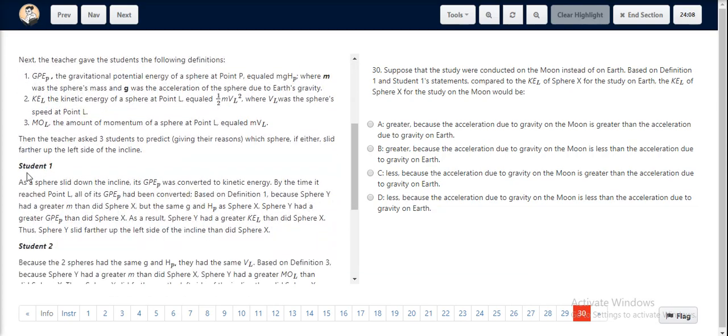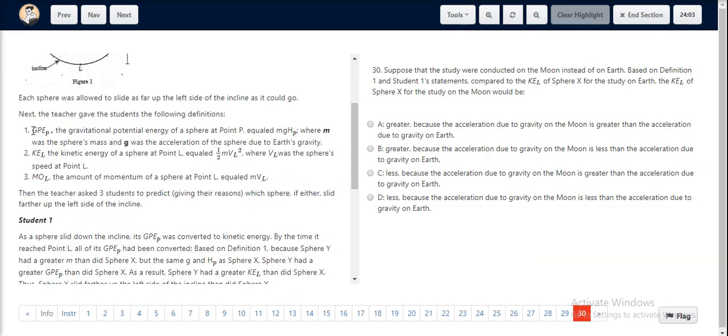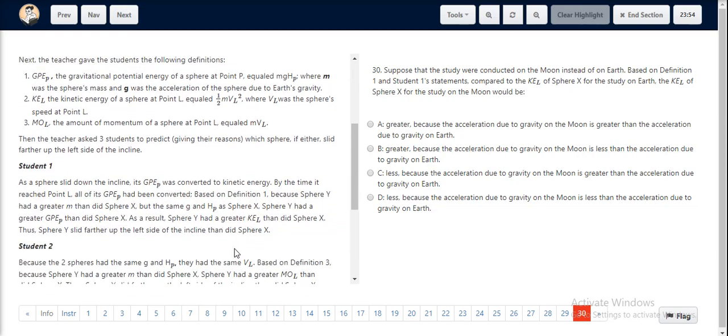And since student 1 stated that the GPEP was converted to kinetic energy, and if the gravitational potential energy is also less, the kinetic energy would also become relatively lesser on the Moon. And if the kinetic energy decreases, sphere X on the Moon would not slide much further up the left-hand side of the incline. The kinetic energy of sphere X on the Moon would be less. Hence, A and B are eliminated.